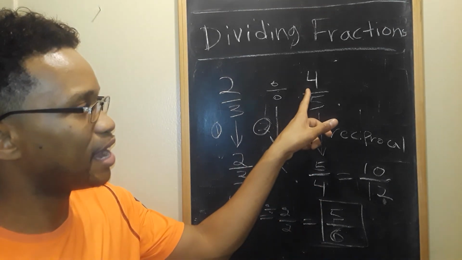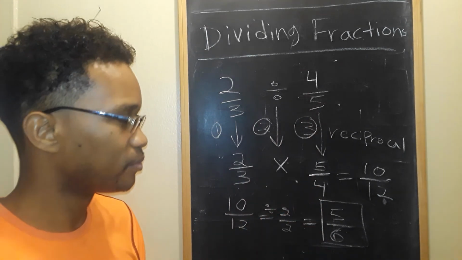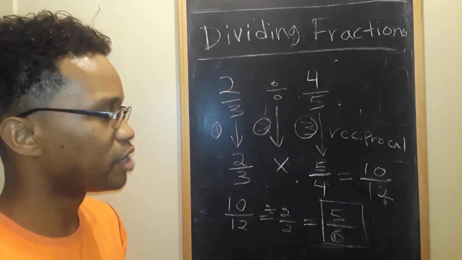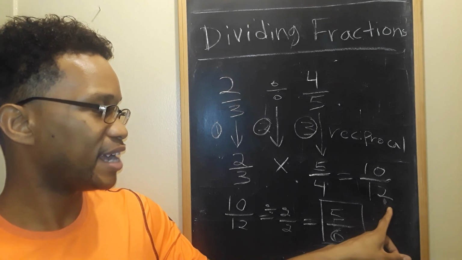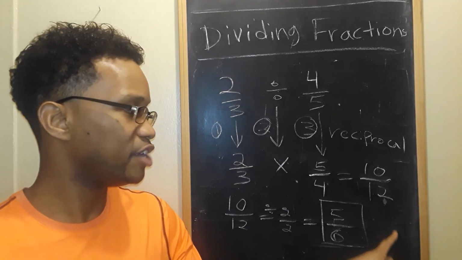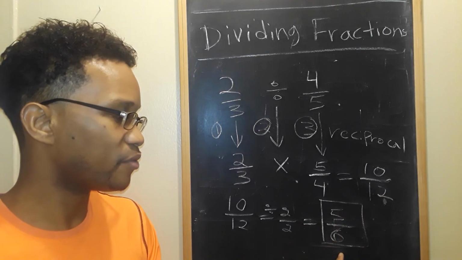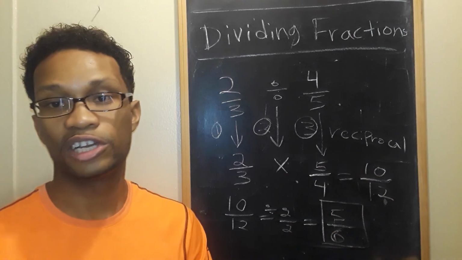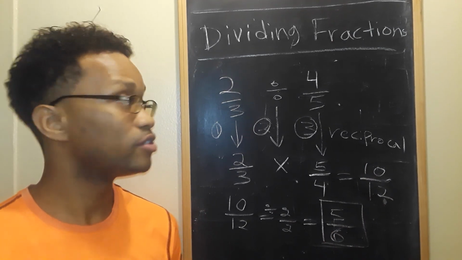So in this case, I have 4 over 5. Now, since I flipped it, it becomes 5 over 4. And now when you have that set up, just multiply across, and you get your answer. And if your answer is like the case of mine, 10 over 12, and you see that it can be simplified, which I did here, which is 5 over 6. If you cannot simplify it, then you can leave it alone, and that's fine. Okay? That's it for dividing fractions.